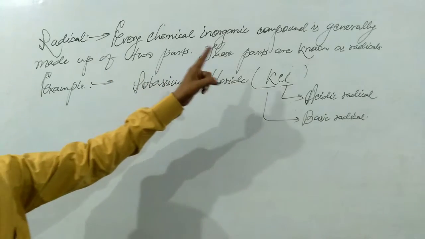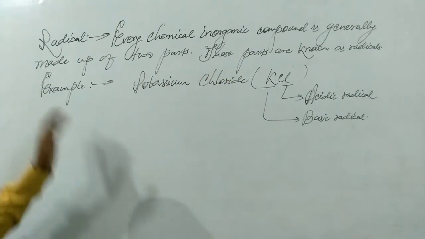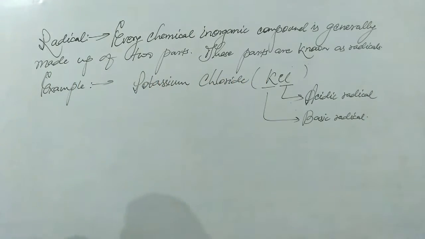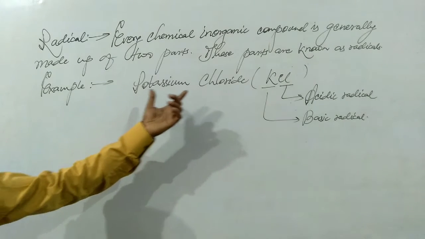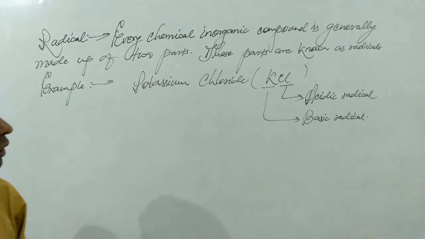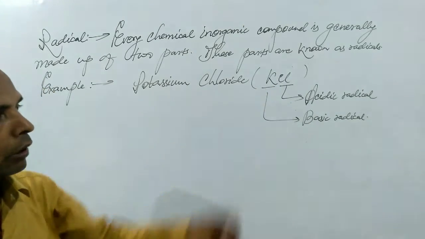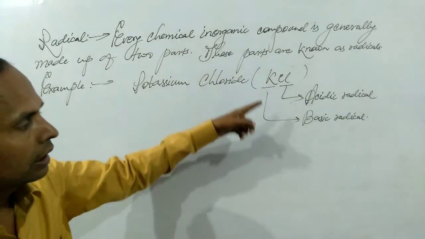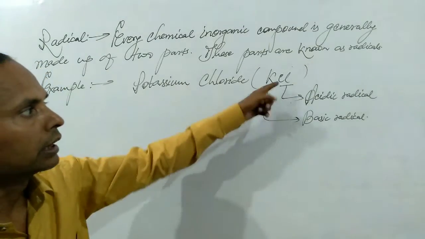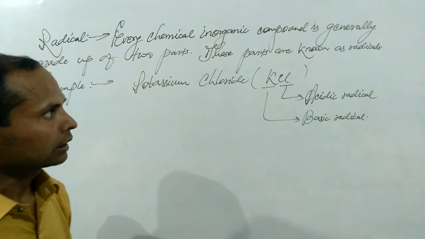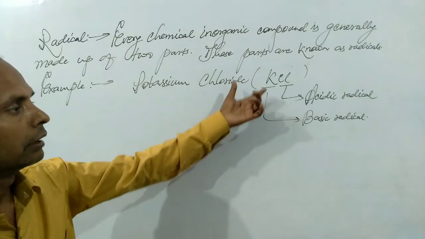Every chemical inorganic compound is generally made up of two parts. These parts are known as radicals. As for example, potassium chloride is a compound. The formula of potassium chloride is KCl. In this formula we see that potassium is the basic radical and chlorine is the acidic radical. So we can clearly understand the fact that is given here.